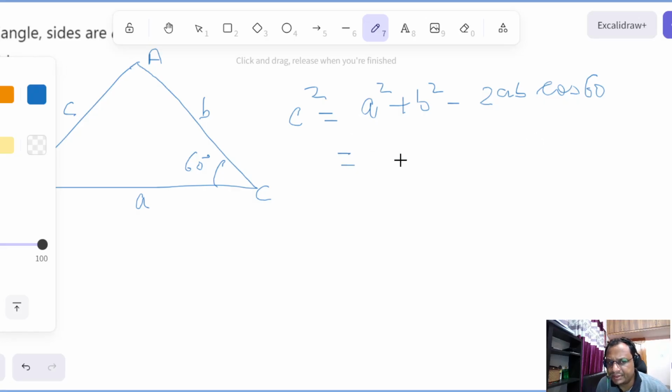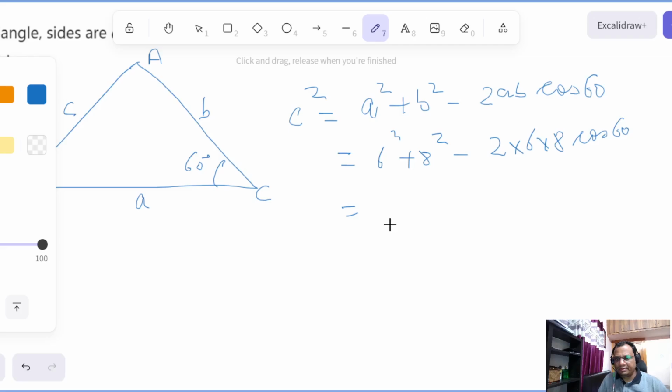So a square, a and b are being given to us, right? So a is 6, b is 8, and cos of 60.